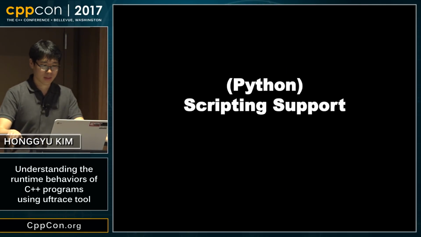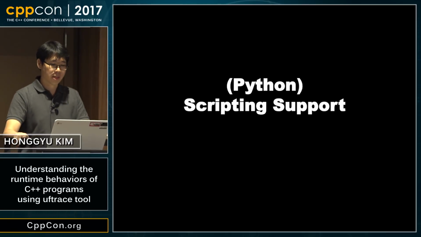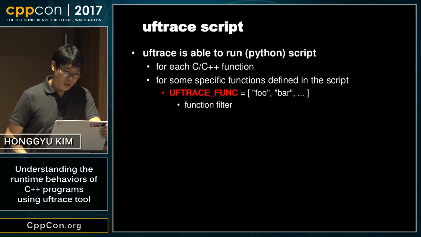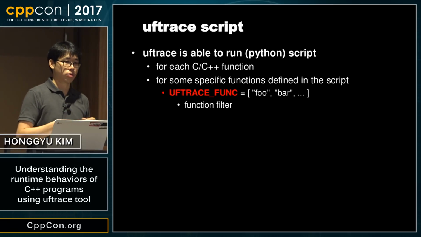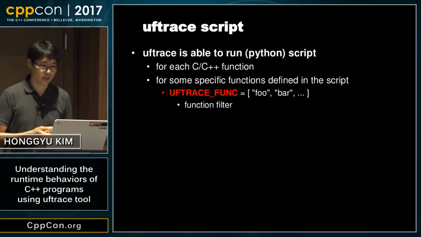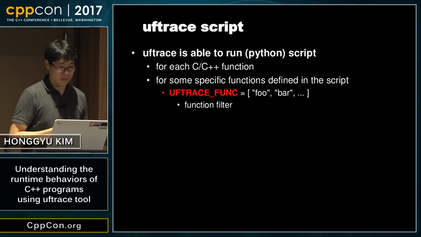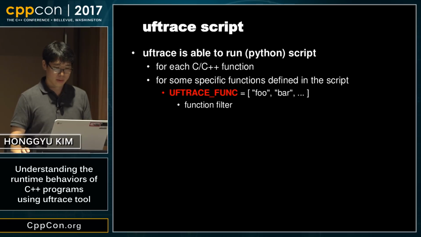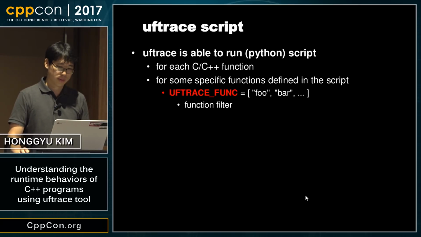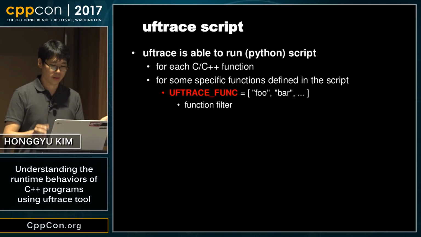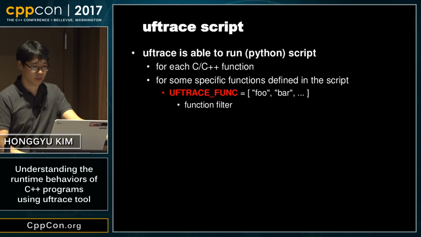Okay, the next one is that we recently added the Python scripting feature. So now uftrace is able to run some Python script. Whenever a function is entered, you can run some specific Python script, or whenever the function returns, you can also run it. But to reduce the performance overhead, in the Python script there is data, and you can list up some of the functions you specify. Whenever these specified functions are executed, the Python scripts are invoked. Except for those, it doesn't call the Python script. It's called the function filter.